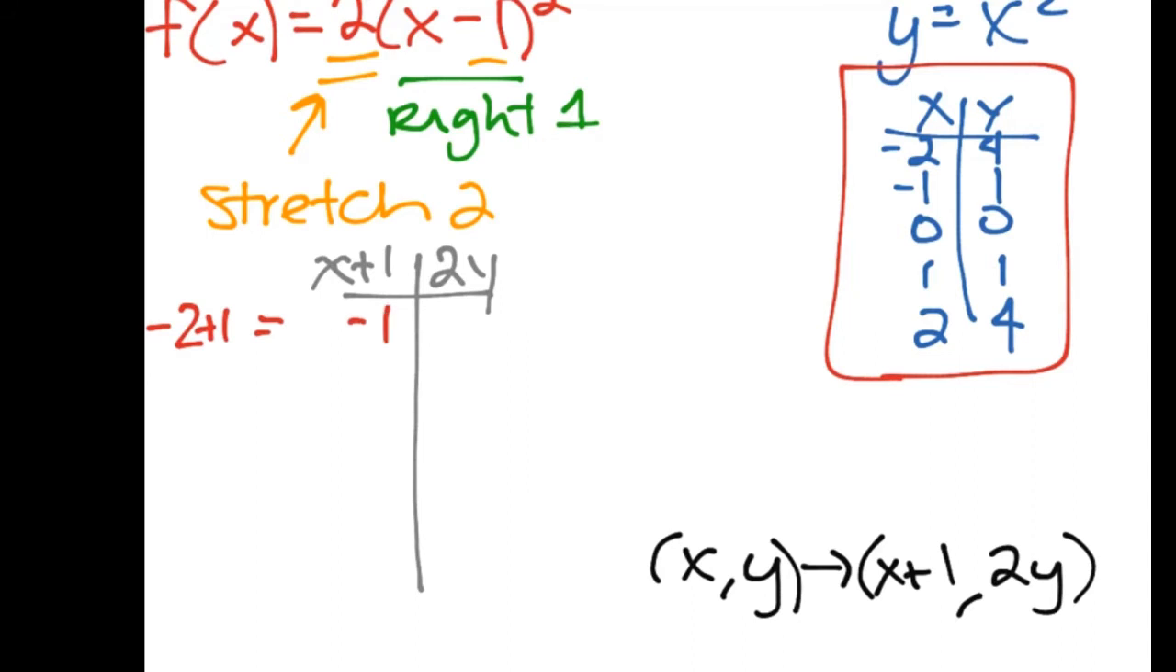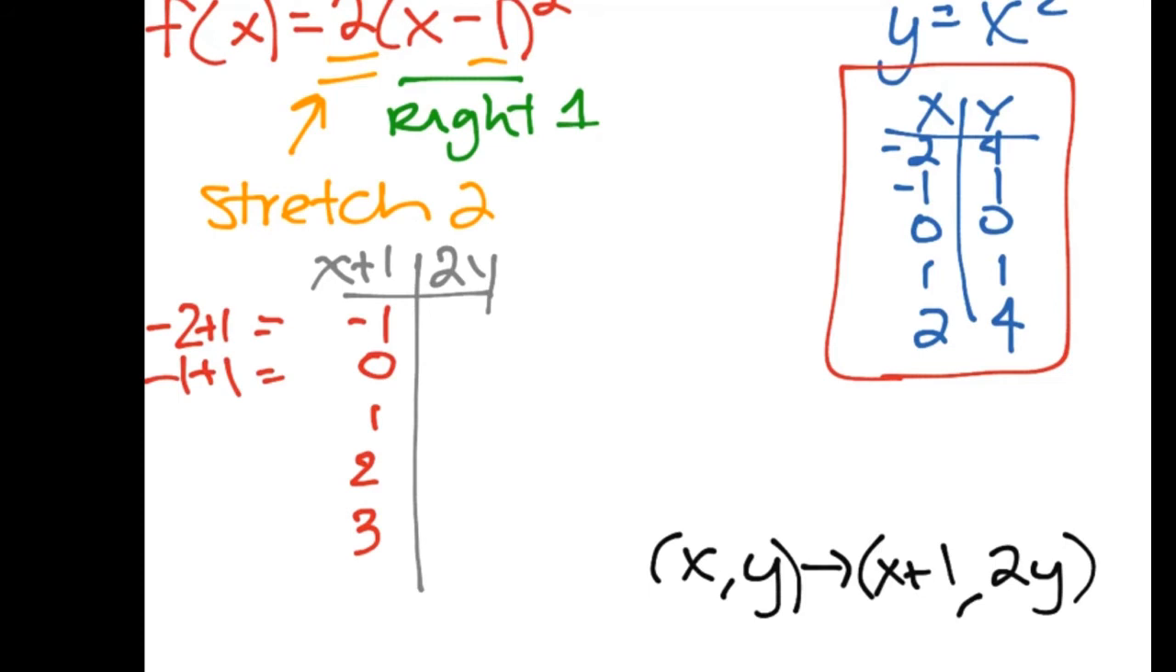I get negative 1. Likewise, if I take the negative 1 and plug it in, negative 1 plus 1 is 0. I'm going to continue to do that all the way down. So 0 plus 1 is 1. 1 plus 1 is 2. Hopefully you start to see a pattern. In this case, it's increasing by 1 because I went right 1.